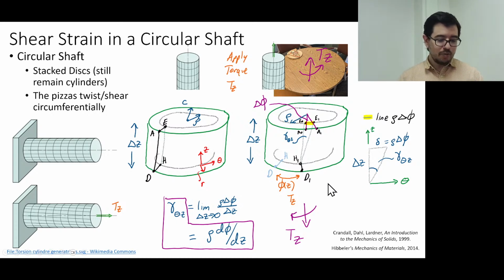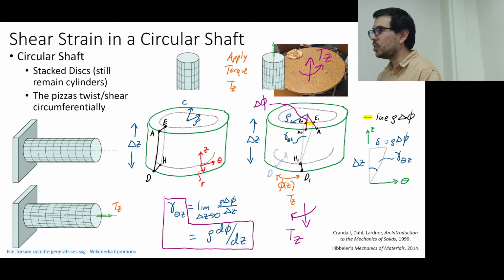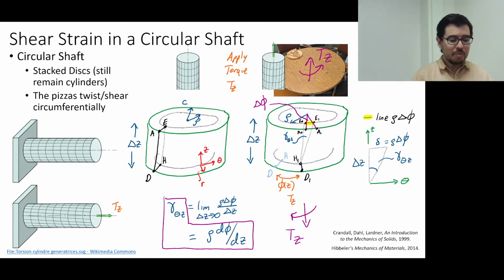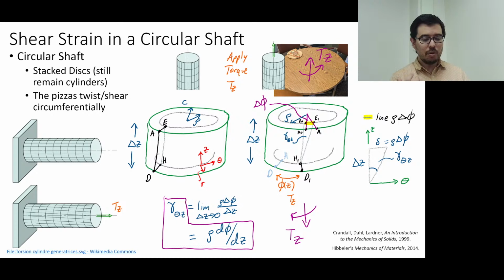And if you remember your polar coordinates, maybe you get excited. We can have an R coordinate, a theta coordinate, and a Z coordinate, if you want to do that. Now, what happens? We twist. We apply a torque, a TZ.